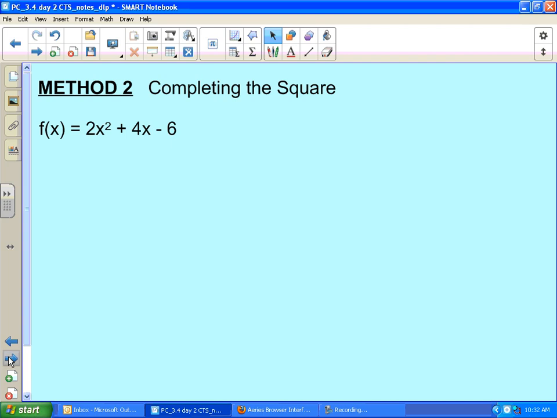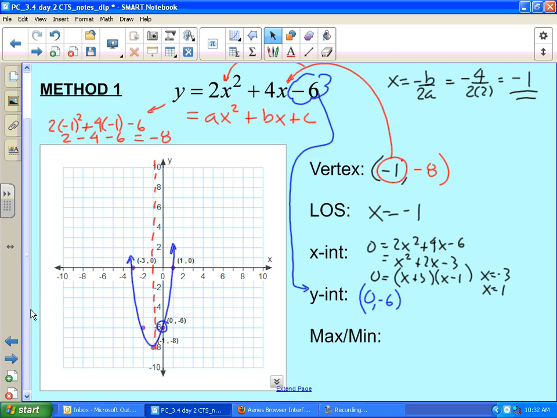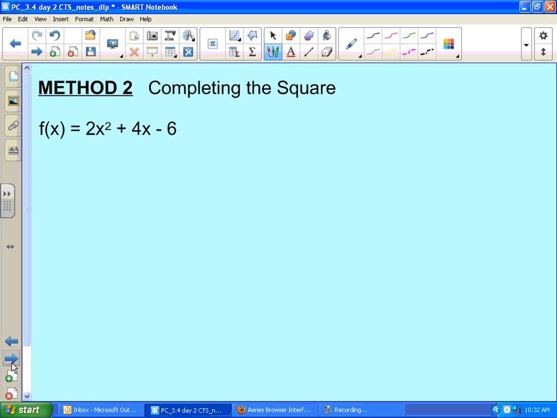Okay, so we already know from the last problem we did, look at it, it's the same thing, right? Same problem as we just finished. We already know that this vertex happens at negative 1, negative 8. So let's show how we can complete the square and figure out that I'm going to get the same thing here.